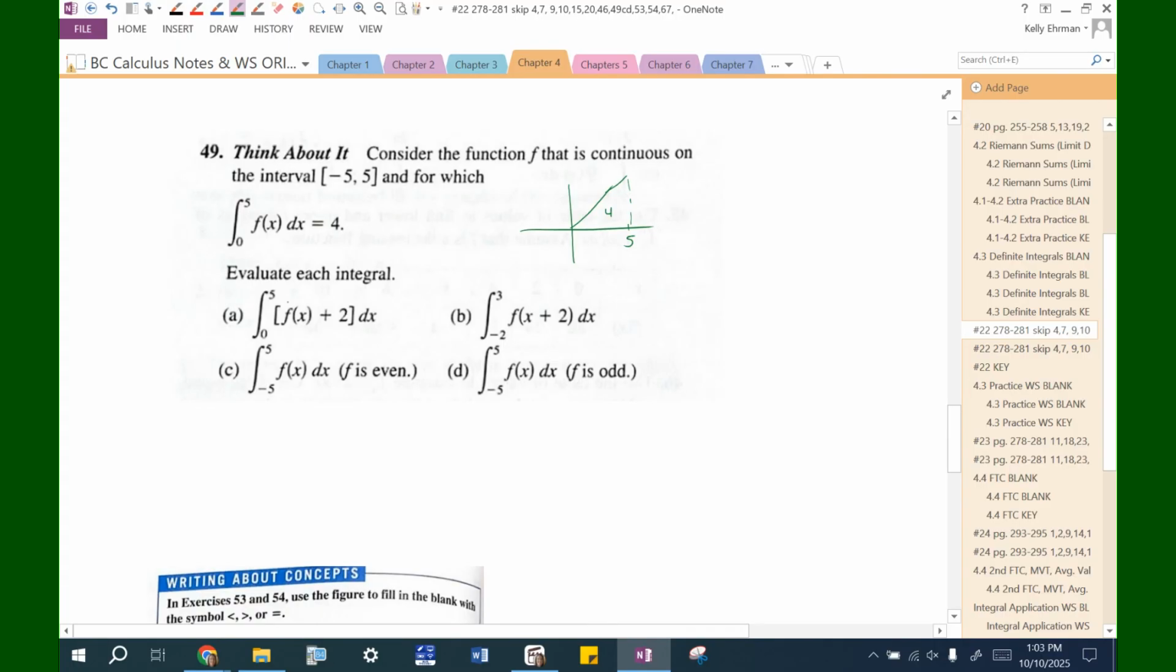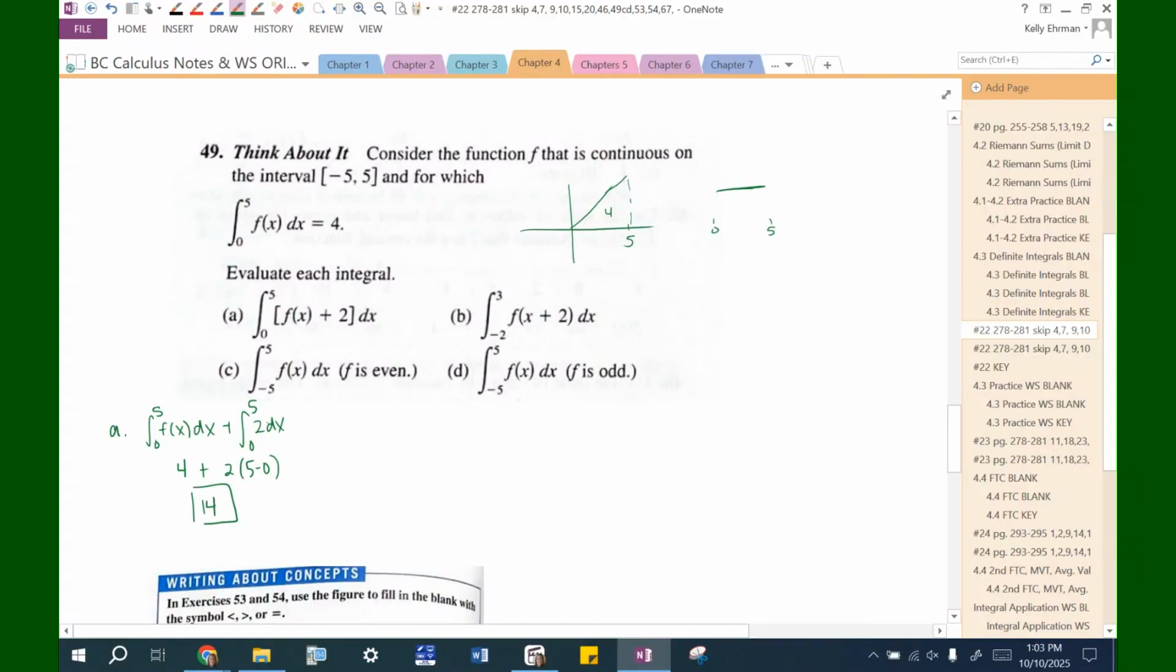Evaluate each integral. So if I do for part A, f of x plus 2, remember you should do this separately. You could think about what does this do if I shift up 2? It adds a rectangle. It's best to just split this up. So we know this is 4, and then this is 2, the height of 2, and you're doing that from a span of 0 to 5. So it's 2 times 5 minus 0. So this is 14 for part A.